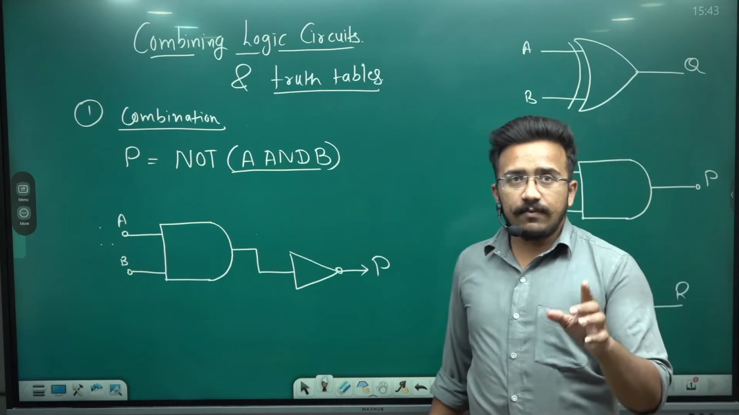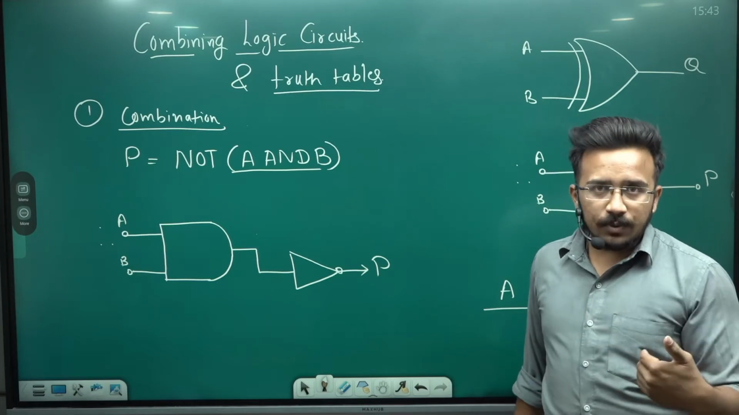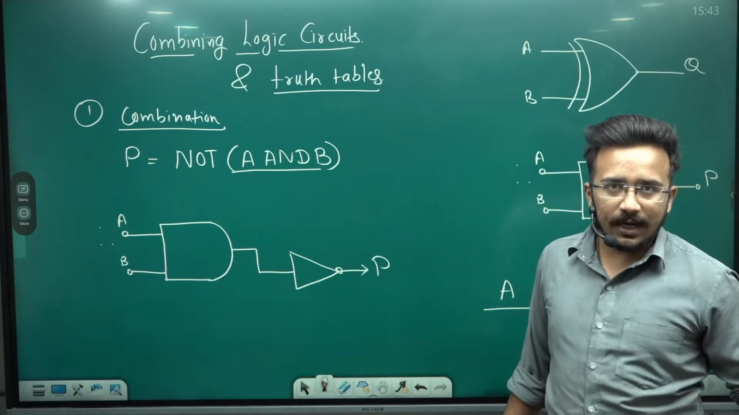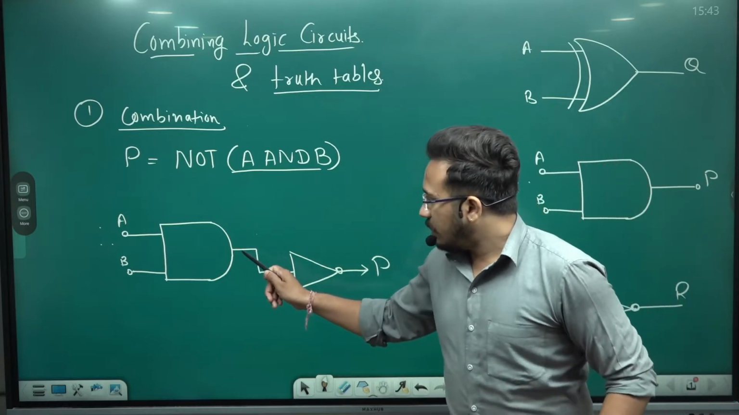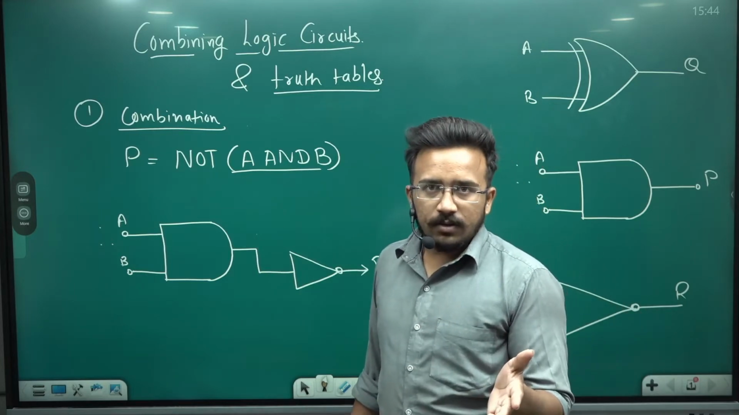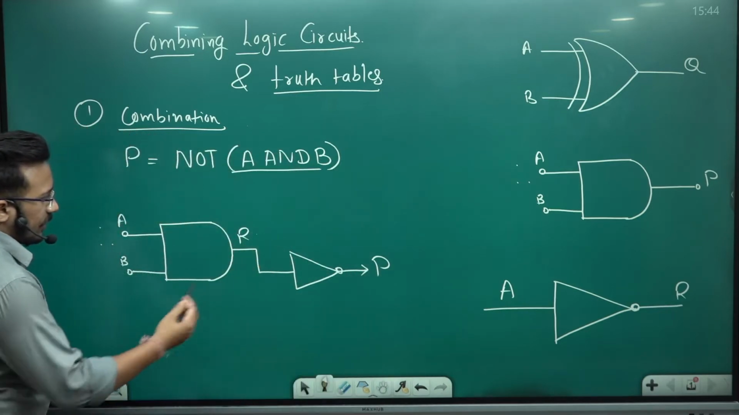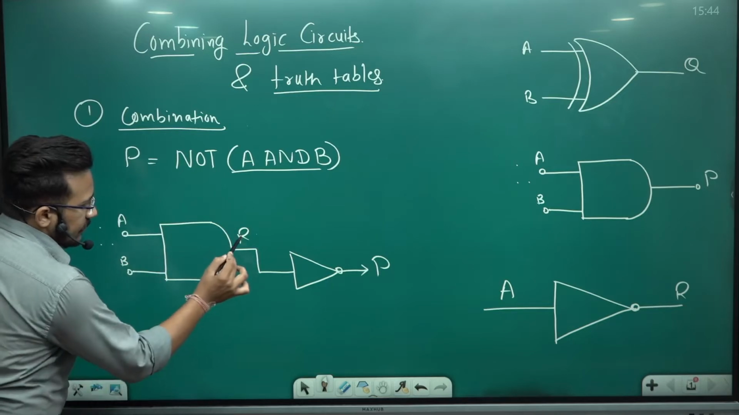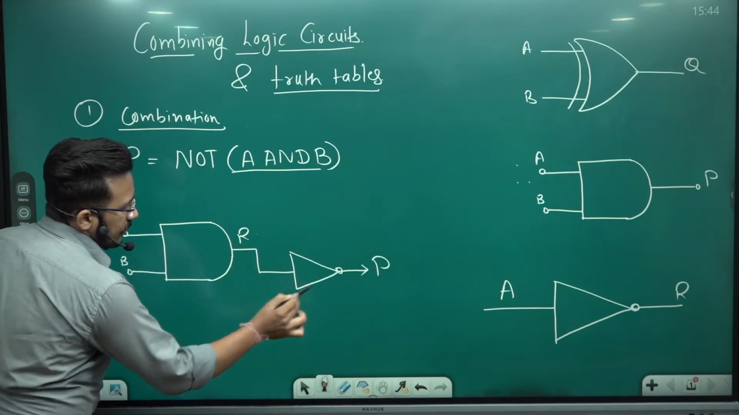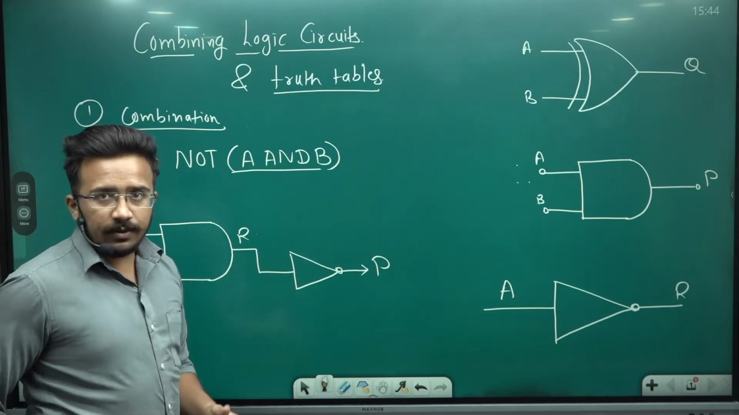As we already discussed, when you consider the inputs, you begin with A, B, C, D, and when you consider the outputs, you use P, Q, R, S, something like that. So here this is input. No, this is output from A, B, right? So we can give a name like R, which resembles the result. So A, B, and the result is R, and R will be input for P, the NOT gate, and P will be the output. So this is a combination of two gates, the AND gate and the NOT gate. Now let us create the truth table for this particular gate.